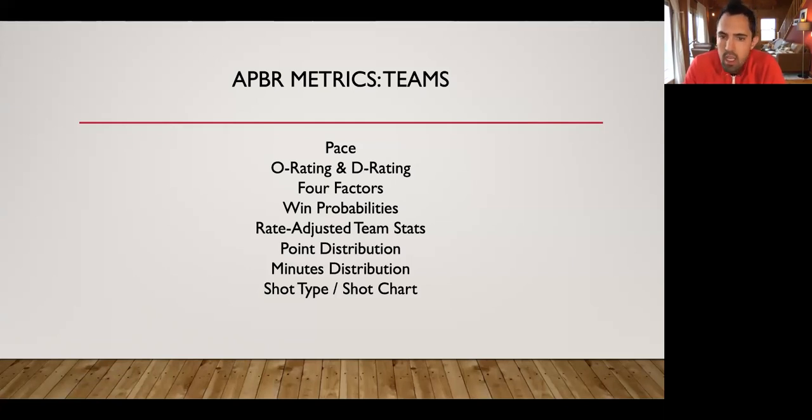Pace, obviously, team offensive and defensive rating, the 4 factors. A lot of shot type data is being used a lot more now in college. Win probability modeling is really big now because it helps you assess a strategy. If I can look at the effect of certain strategic moves on the win probability model, it can tell me whether that was a good move or not.